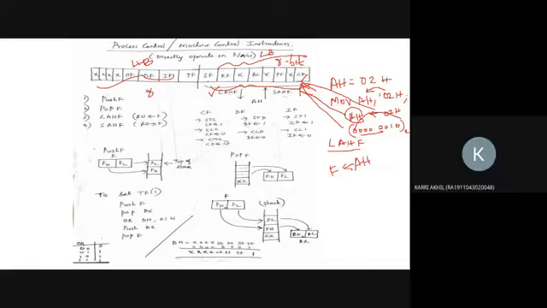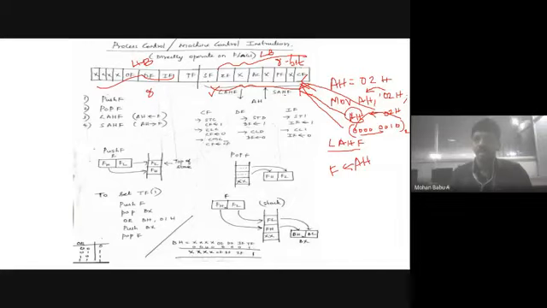Similarly for store flag. Sorry, I made some mistake. Load flag means this will simply copy the data from the flag register to the AH register. It will simply copy the 8 bits of the flag register to the AH register. See the arrow mark here. This will simply copy the 8-bit data from the flag register to the AH register.